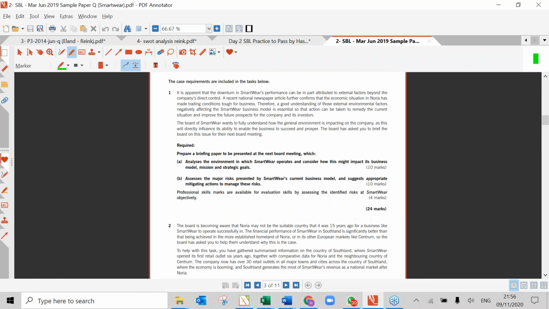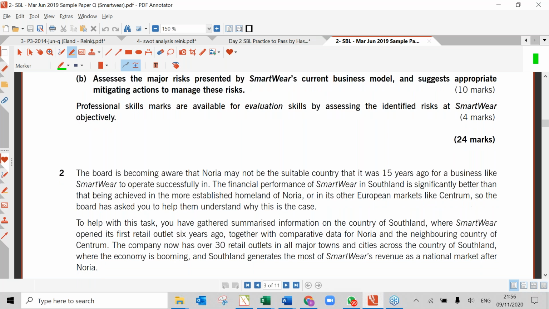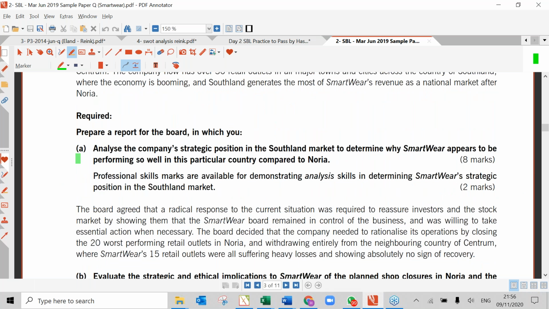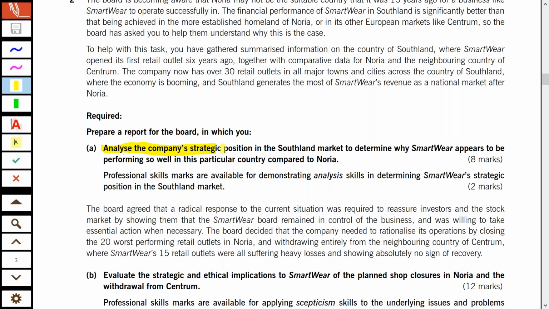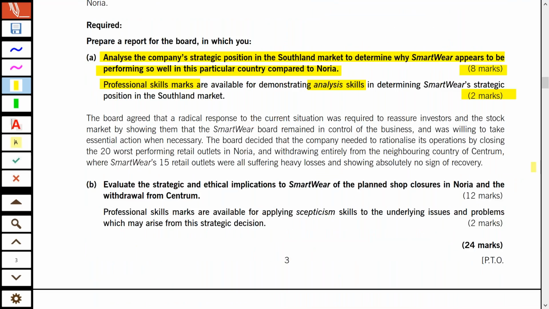Okay, so it's the same question which we looked at earlier. So look at question number 2A. So you will see that there is a technical mark. It says analyze company strategic position, 8 marks. That's called technical marks. And then right below this, they say the professional skills marks are available for demonstrating analysis skills, 2 marks. So how much total marks? 10 marks.